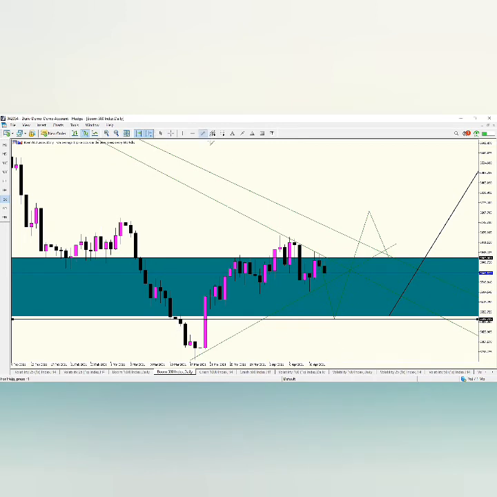But if it does not break to the upside, there's likelihood it does something like this to the downside, goes back here, and then it will drop continuously to the downside. Whatever the case may be, you respond or you react to the markets. You try as much as possible not to predict.